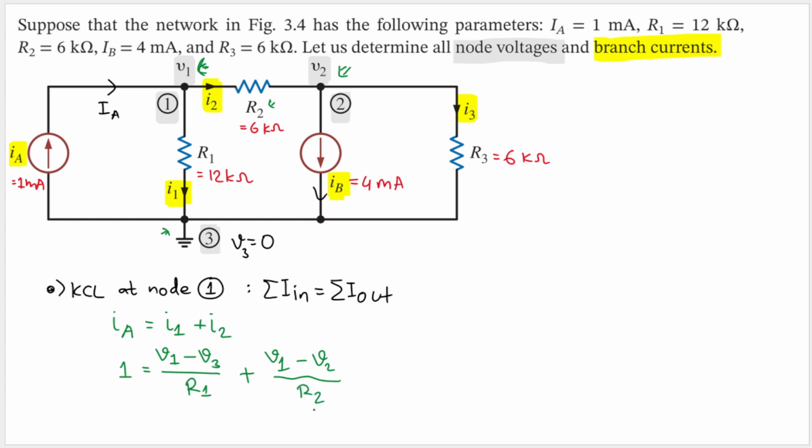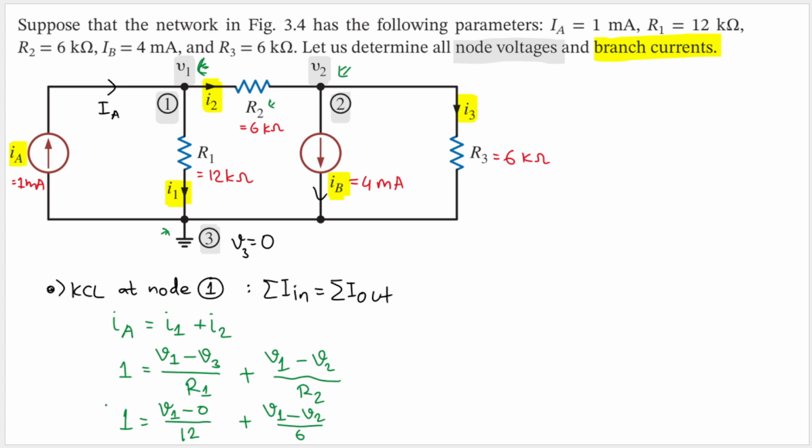Now let's plug what we know from here. So we will have 1, and then we will have V1 minus V3. We know that V3 is 0, divided by R1. R1 is 12 kilo ohm. So we'll have 12, and then plus V1, which we don't know yet, and then V2, which we don't know yet too. So we'll have minus V2 divided by R2. R2 is 6 kilo ohm, so we'll have 6 here. Good.